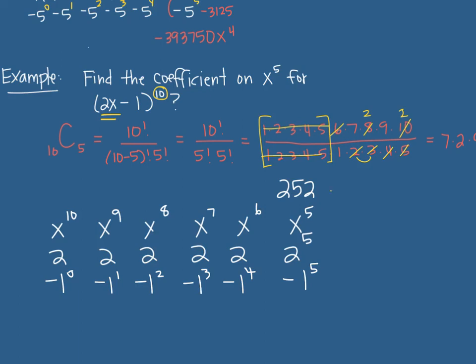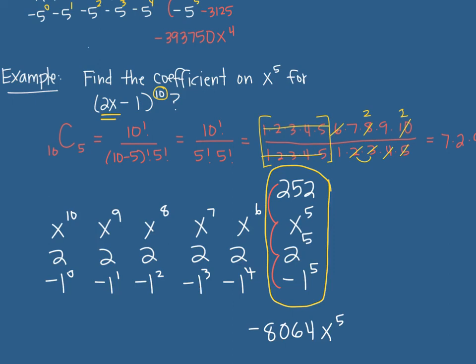So combining all of this together, combining the 252 with the x to the 5th, with the 2 to the 5th, with the negative 1 to the 5th. 2 to the 5th is 32. Negative 1 to the 5th is a negative number. So we end up with negative 8,064, and the x to the 5th is the only variable left. So the coefficient on x to the 5th is negative 8,064. So I didn't have to do the whole thing, but I had to do enough of it. That helped me figure out what the coefficient on that term would be.